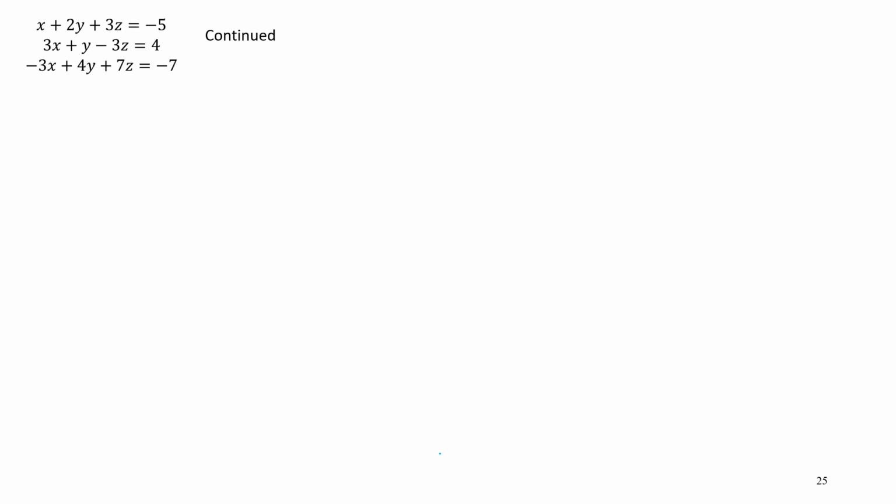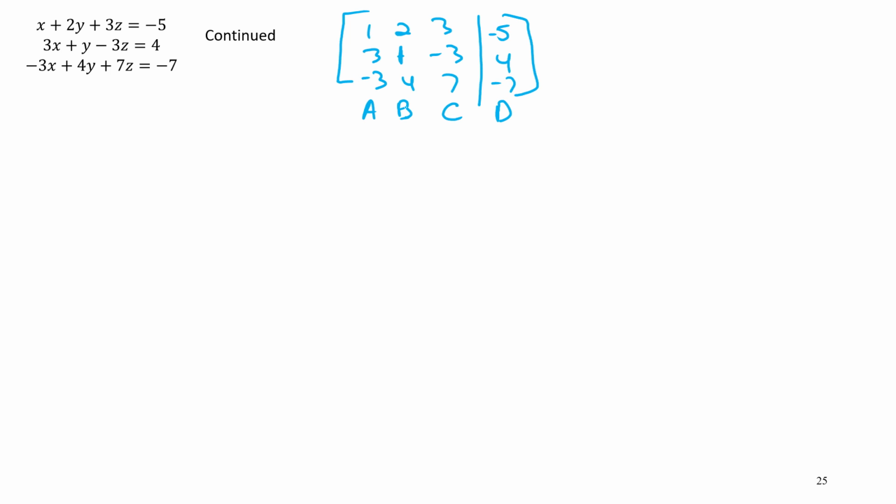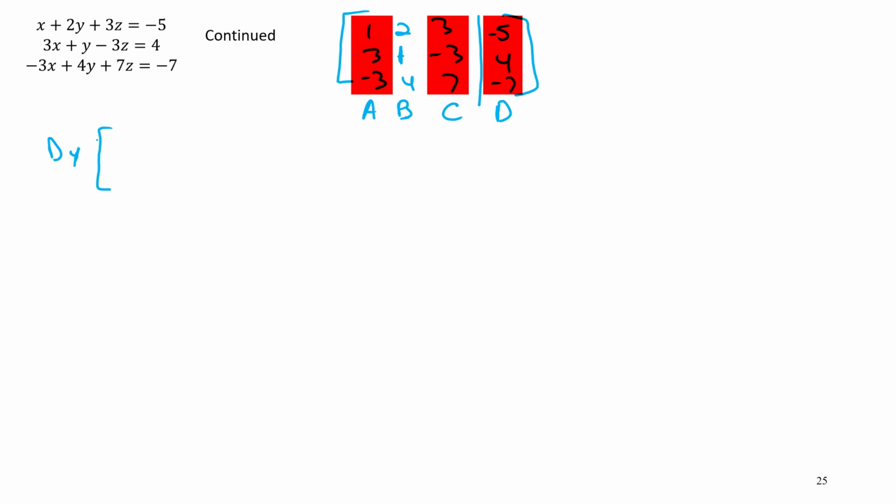So now we're going to look at our d of y. And I'm going to rewrite our matrix first. So for our d of y, we keep our a and c and we're replacing the d for the b column. So we would get the 1, 3, negative 3, the negative 5, 4, negative 7, and 3, negative 3, 7.